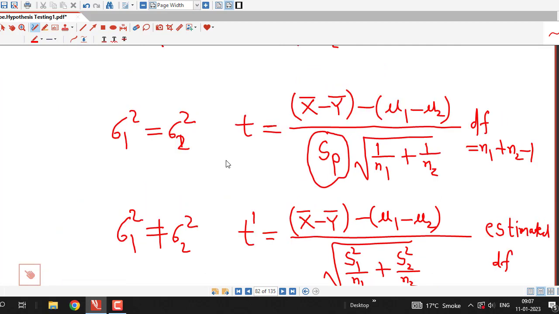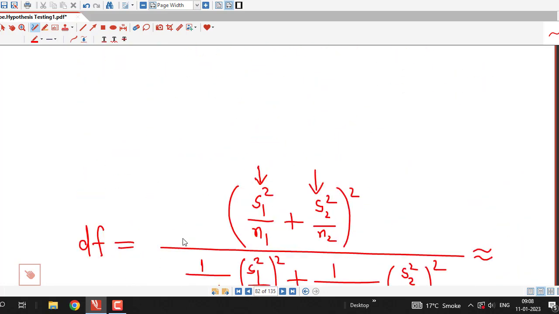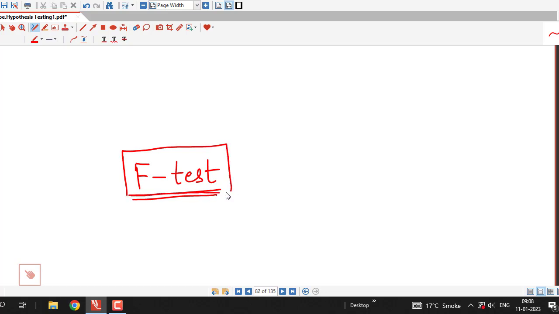And one more thing, if nothing is specified in the question, then we can assume equal population variances, or if we wish we can assume that population variances are different, and we can apply the corresponding statistic for testing the null hypothesis. The real method is, if you are not given any information about the population variances, then you can apply F test to check whether the population variances are equal or not. That we are going to discuss in future lectures.